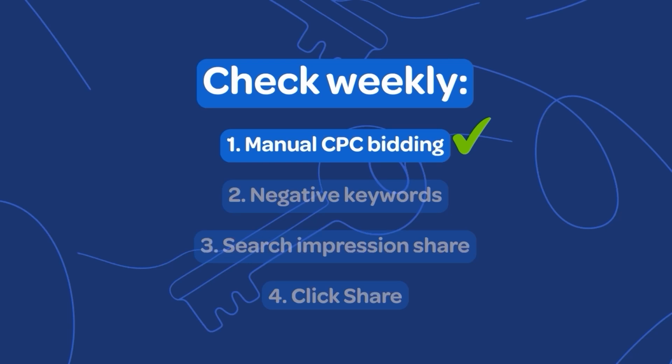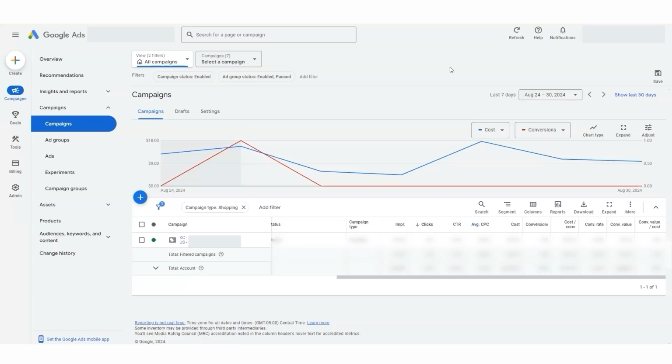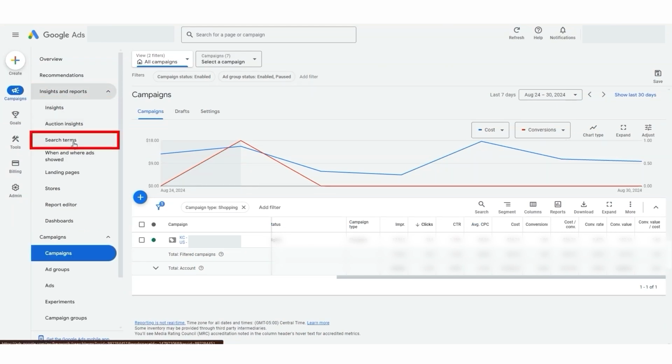The next thing that we do is our negative keyword mining. This means that we'll be combing through our search terms report. You can find it by clicking on your campaign, going to Insights and Reports, and then Search Terms.